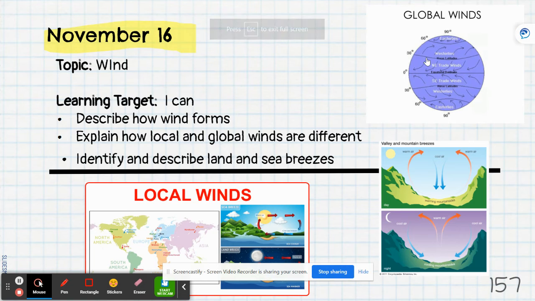Hi, everybody. It's Miss Miseraco again, and today is November 16th. Our topic is wind, the horizontal movement of air.